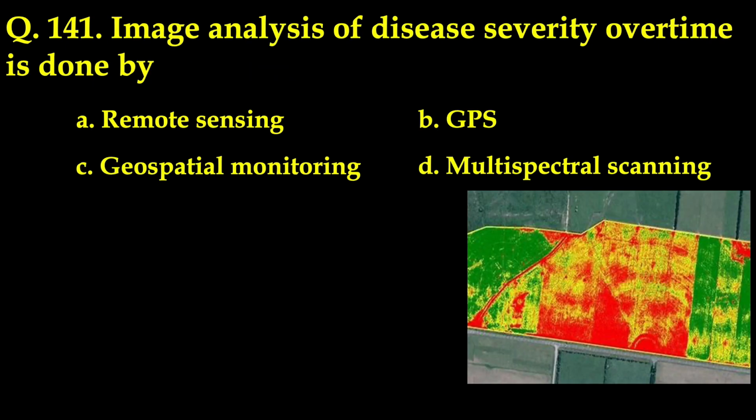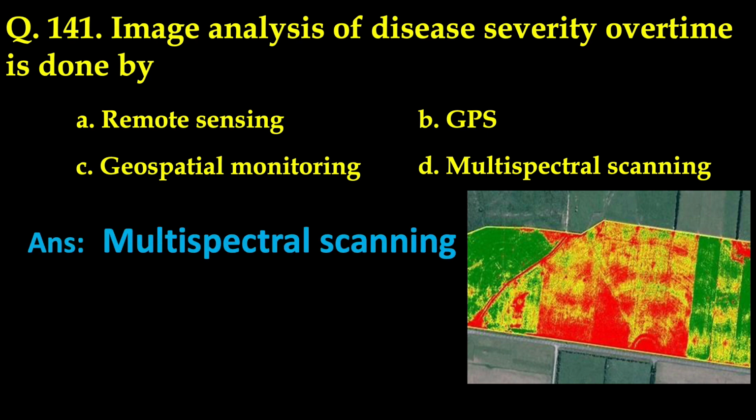This is another question: image analysis of disease severity over time is done by, out of these four options, the correct answer is multispectral scanning. As we know, multispectral scanning is a scanning system used to collect data over a variety of different wavelength ranges, which is called MSS, that is multispectral scanner, and it is the most commonly used scanning system.